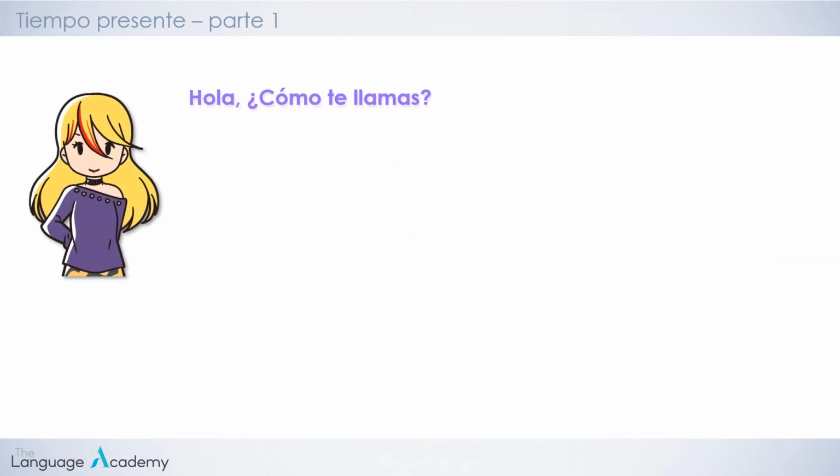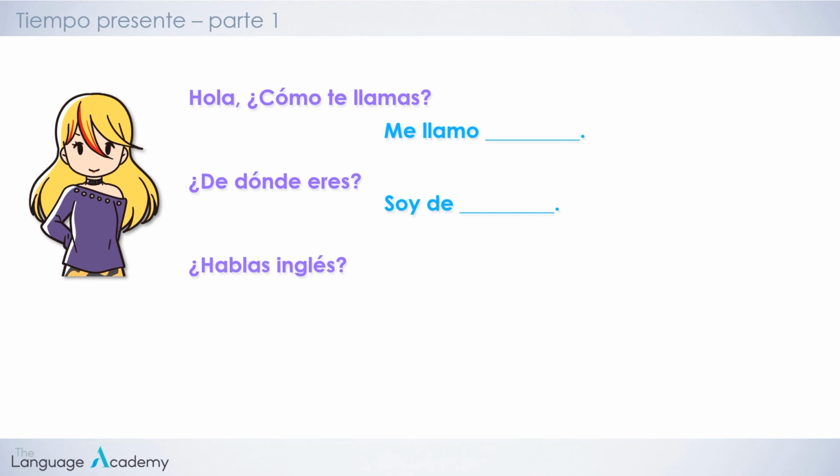Hola, ¿cómo te llamas? You should say, Me llamo, and your name. ¿De dónde eres? You should say, Soy de, and the name of your country. ¿Hablas inglés? Answer with, Yes, I speak English. Sí, hablo inglés. ¿Hablas español? Answer, a little. Un poco.